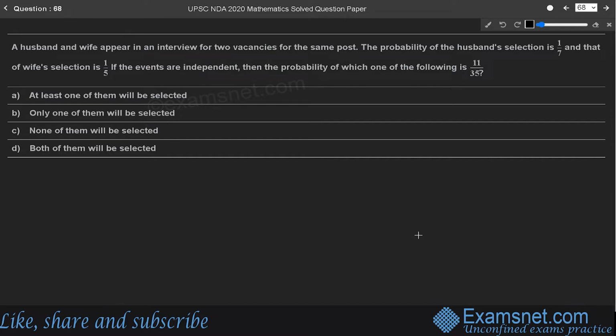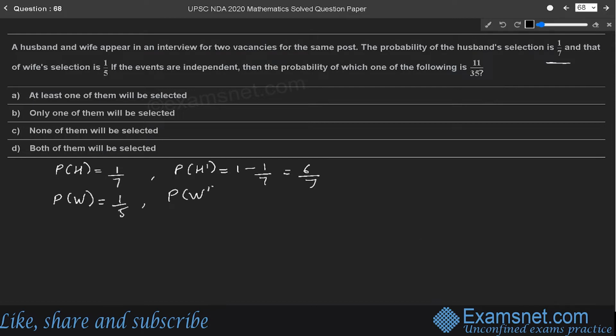So the values are, probability of husband selection is 1 by 7. So we can write P of H is equal to 1 by 7. If P of H is 1 by 7, then P of H dash will be 1 minus 1 by 7, which is equal to 6 by 7. P of H dash is the probability of husband not getting selected. Similarly, probability of wife getting selected is 1 by 5 and probability of wife not getting selected will be 1 minus 1 by 5, which will be equal to 4 by 5. We have now 4 values.